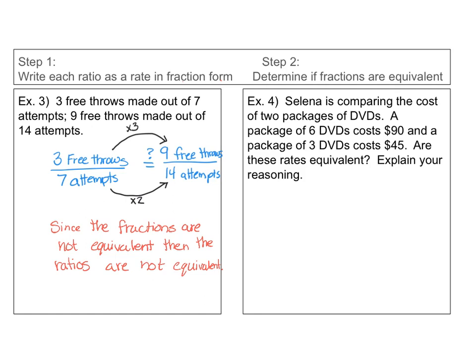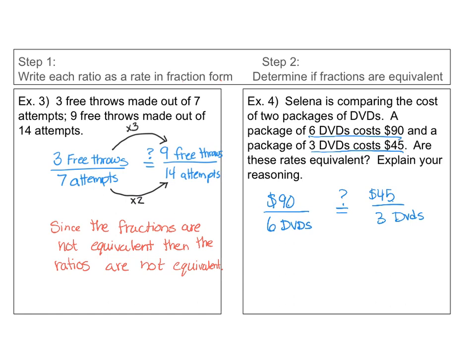Okay, so I'm going to go ahead and do $90 for 6 DVDs. And does that equal $45 for 3 DVDs? Right? So she has 6 DVDs that cost $90. So 6 DVDs and $90. And then 3 DVDs cost $45. So 3 DVDs and $45. So now I need to see if they are equivalent.